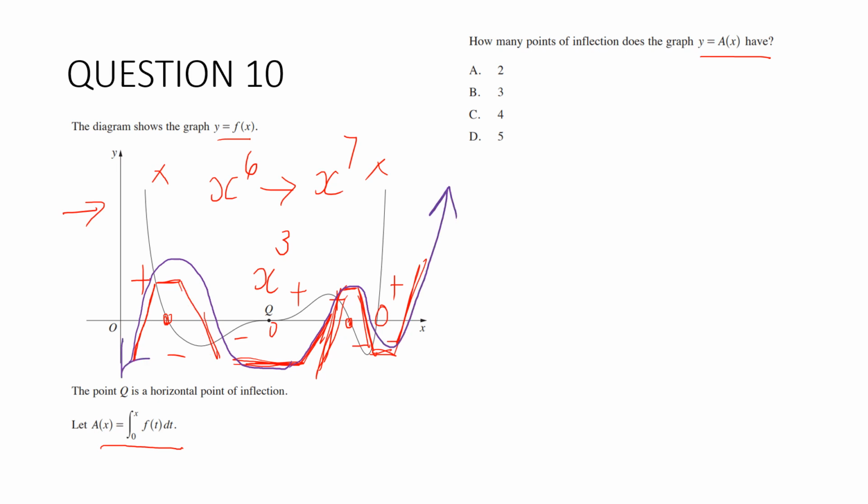Let's just get rid of some of this red so you can see what's going on, and then we will count the points of inflection. So we're going from concave down to concave up. There's one in there. From concave up to concave down. There's one there. From concave down to concave up. There's one there, and then we're off to infinity. There are 3 points of inflection. The answer is B.